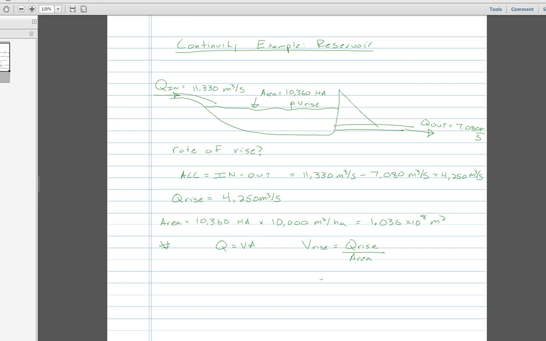And so applying that, there was a Q rise of 4,250 cubic meters per second, and the cross-sectional area of the reservoir is 1.036 times 10 to the 8th square meters, which means that the liquid level V rise is going up very, very slowly, 4.102 times 10 to the minus 5th meters per second. If we want to find that on an hourly basis, then the value simply needs to be multiplied by the number of seconds per hour.